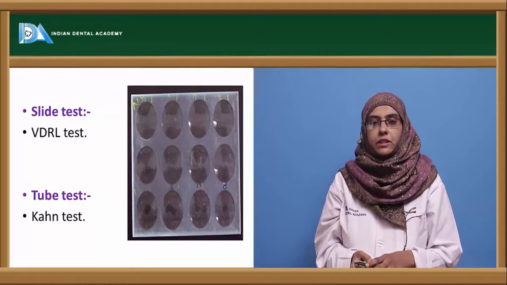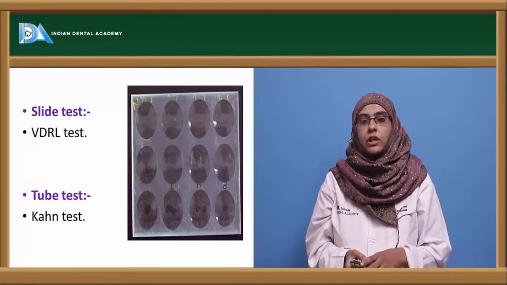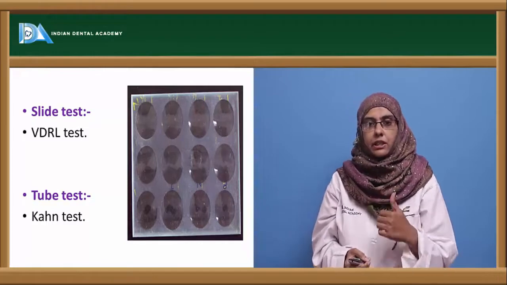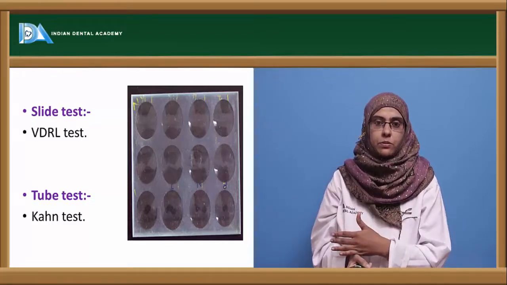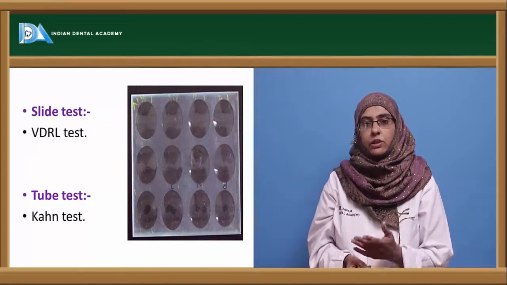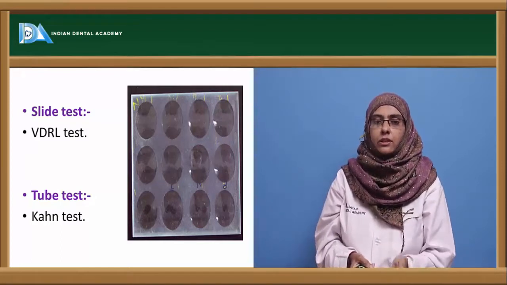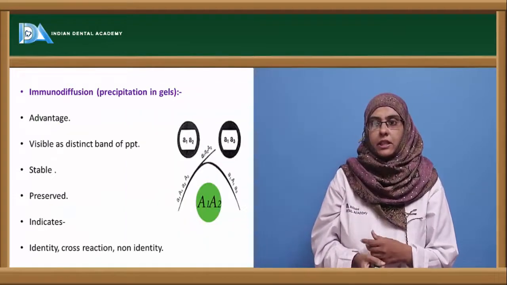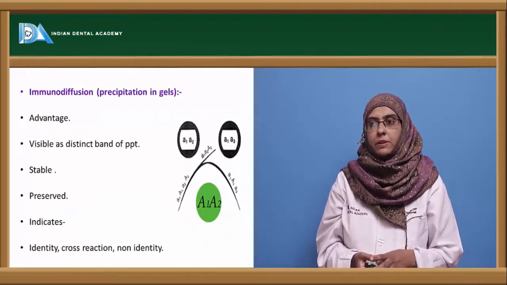Next is the tube test. This tube test is again used to identify syphilis infection, and it is usually carried out in a series of test tubes. Apart from identifying syphilis infection, you can also use it to standardize the toxins or toxoids with the antitoxin. Next is immunodiffusion, or precipitation in gels.